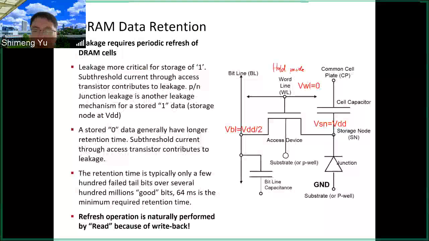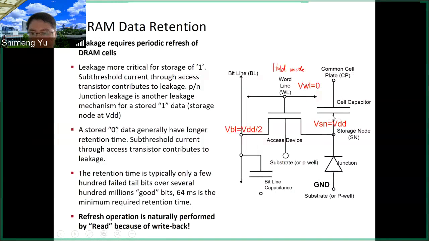If we don't read or write the data, then the WL should be 0. You want to keep the data. This is the hold mode. So you want the data to maintain over time, but there are challenges due to the leakage.